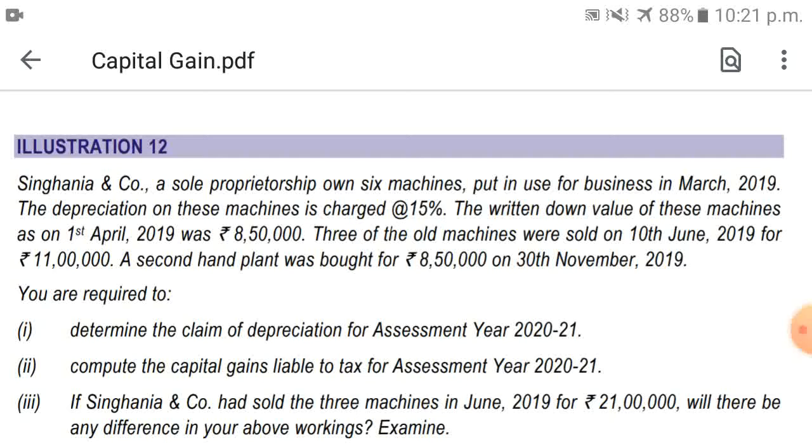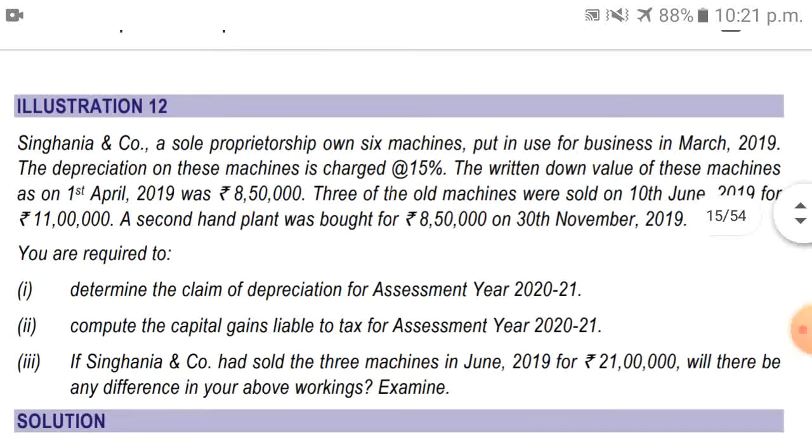You are required to determine the claim of depreciation for the assessment year 2021, compute the capital gain liable to tax for the assessment year 2021, and if Singhania and Company had sold the 3 machines in June 2019 for 21 lakhs, will there be any difference in your above working?